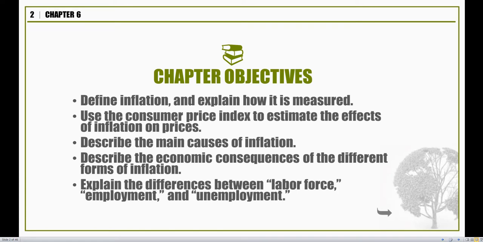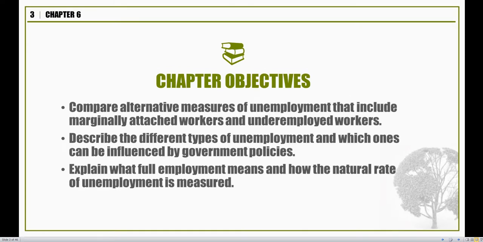Then we're going to turn our attention to unemployment. And unemployment, like inflation, has very, very easy formulas, but there are a few idiosyncrasies involved with each of them. So how do we define in the labor force versus out of the labor force, between employment and unemployment? That's something deeper that we need to get into.